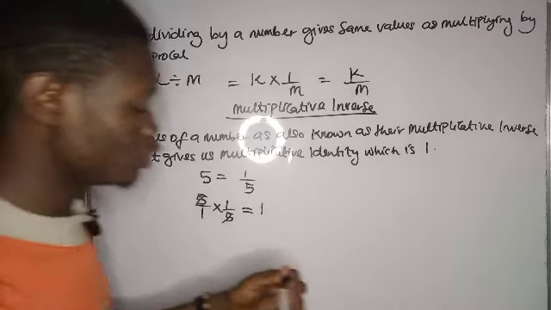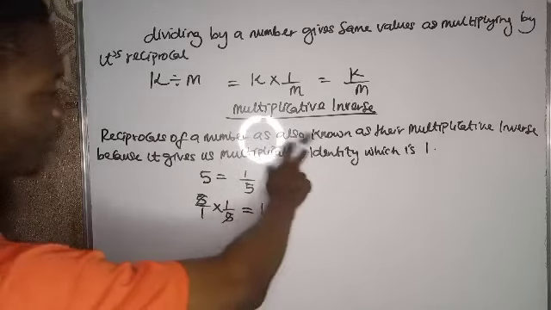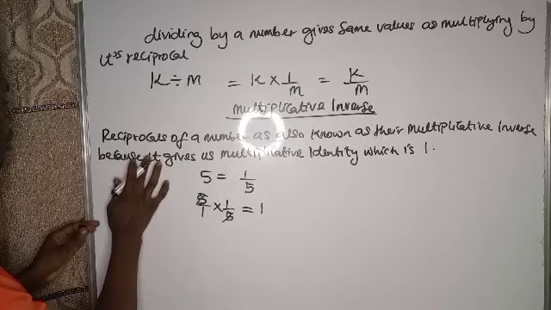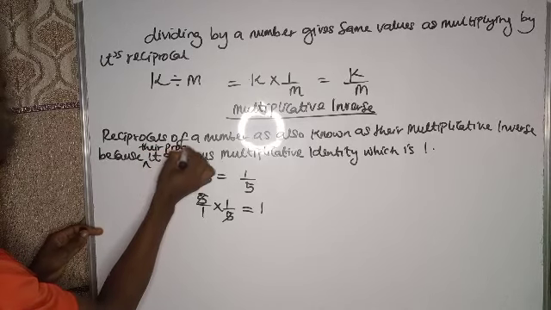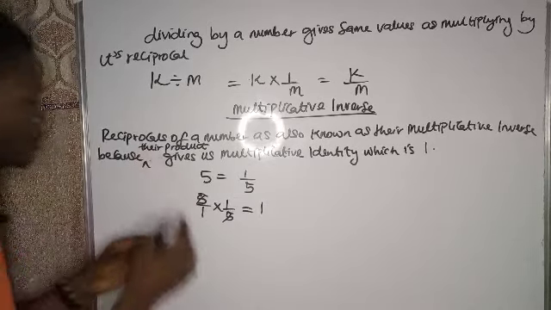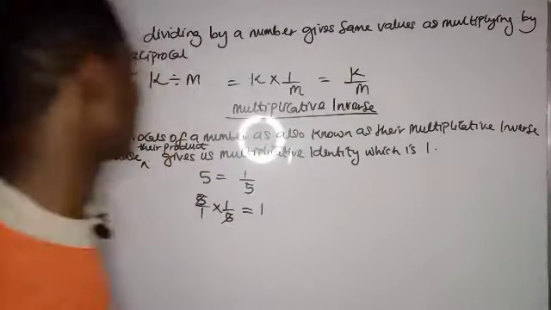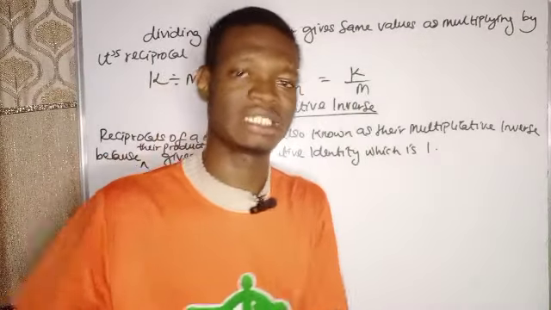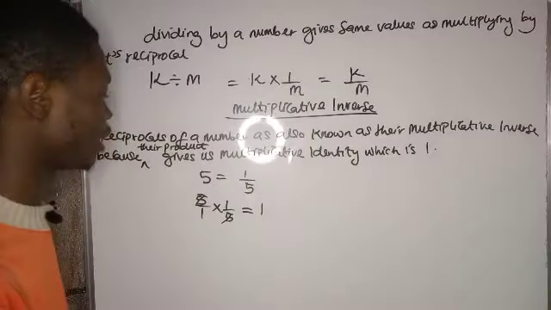So another thing I want you to know is, let me just write this thing like this so that you understand it. Reciprocal of a number are also known as their multiplicative inverse because their product gives us multiplicative identity, which is 1. So you can just write it like that. Just know that multiplicative inverse and reciprocals stay the same thing, because it must give us 1 as an identity.